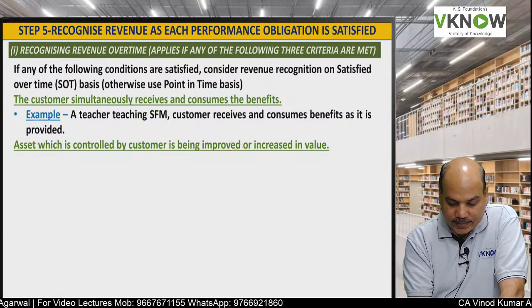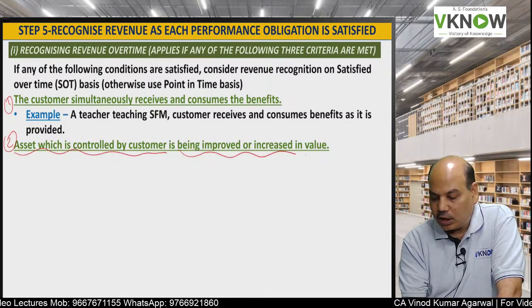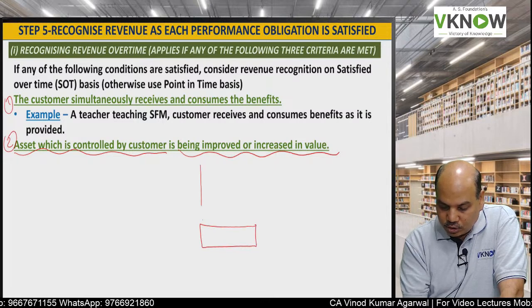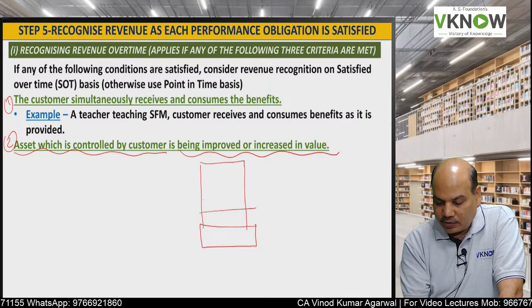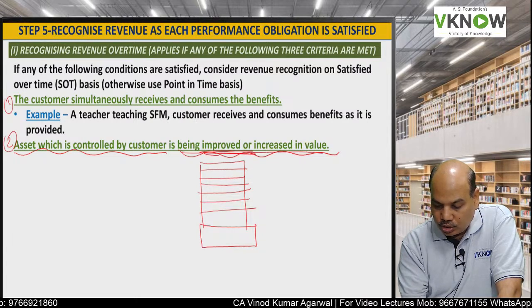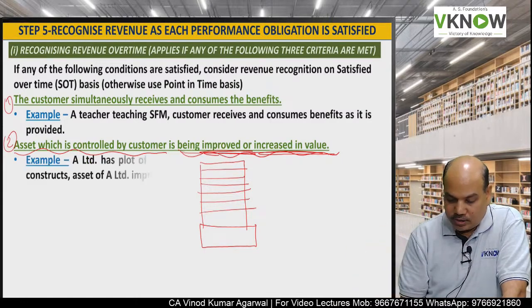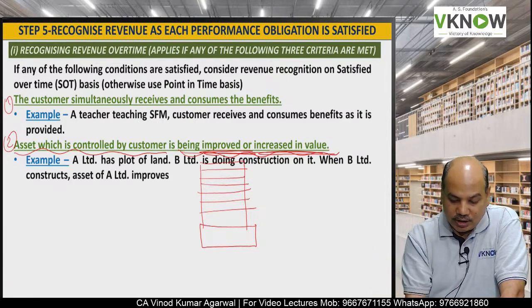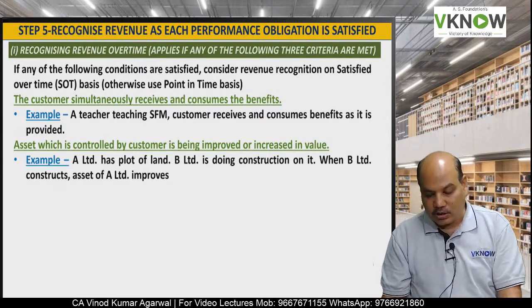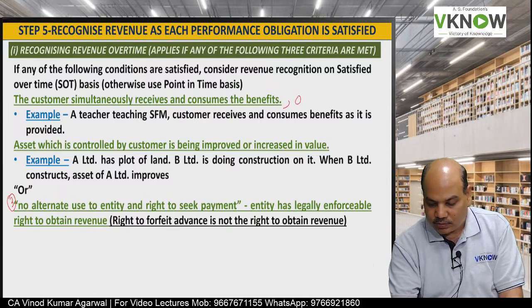Second condition, this was 1, this is 2: an asset which is controlled by the customer is being improved or increased in value. So the customer has given you a land and you have to construct a building over it. As and when you are doing construction work, the value of this asset is improved or increased in value. So in that case also we can apply satisfied over time basis. Example, A Limited has a plot of land, B Limited is doing construction on it. When B Limited does construction, the asset is improved.